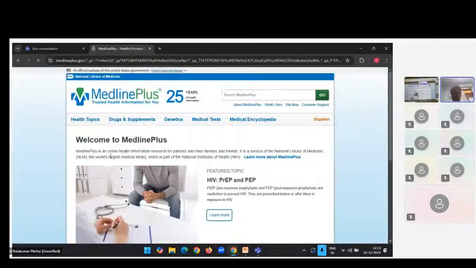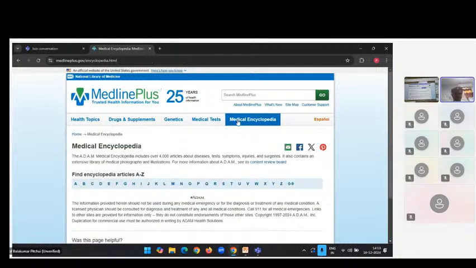So now this is MedlinePlus. See here: health topics, drugs and supplements, genetics, medical tests, medical encyclopedia. These are all of very much importance for those students who are doing B Pharm, even first year, second year, third year. You can get all the information here. For example, I'm asking you the question, what is macrophage? Now I'm going through the medical encyclopedia, macrophage coming under M.